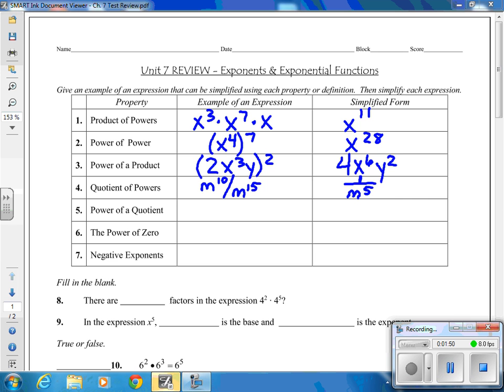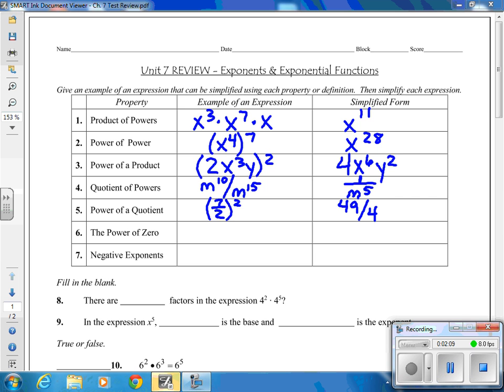For number five, power of a quotient would be where you have a quotient or a division problem, all raised to a power on the outside, something that looks like this. And when you do that, you have to give that power to all the things in the numerator and all the things in the denominator. Right, so for this one, 7 over 2 squared, it's going to end up being 49 over 4 as the final answer.